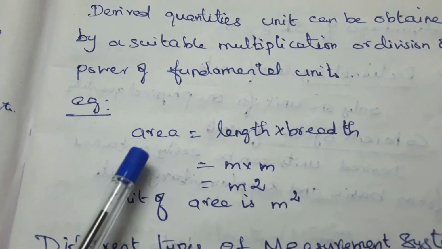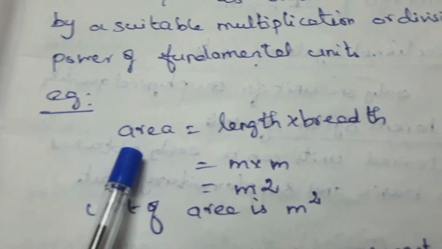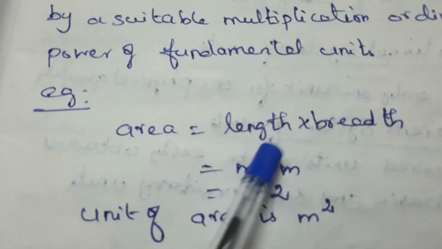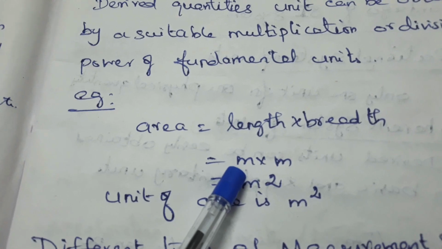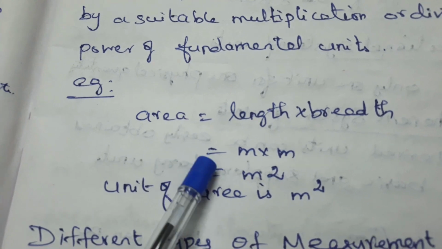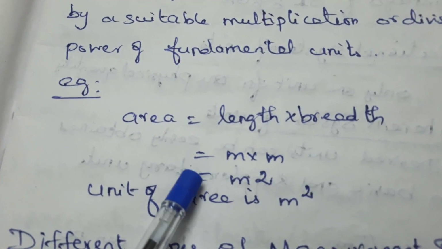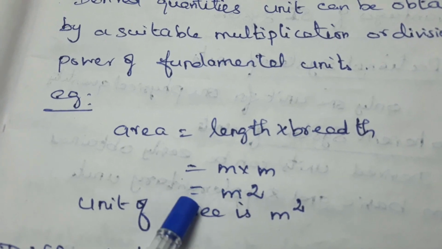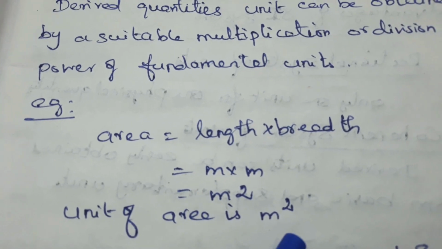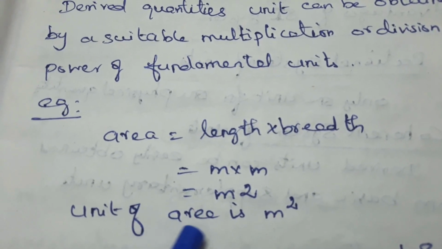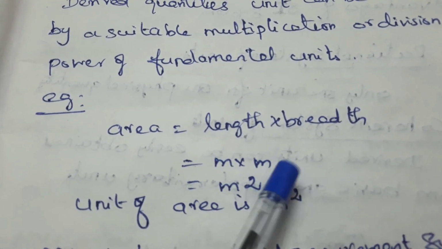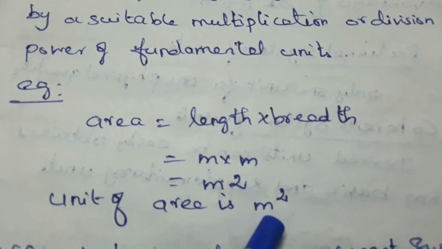For example, unit of area. Area is length into breadth. What is the unit of length? Meter. What is the unit of breadth? It is also meter. So area can be written as length into breadth. Units can be written as meter into meter, that is equal to meter square. So unit of area is meter square. So derived quantities' units can be obtained by suitable multiplication of powers of fundamental units.